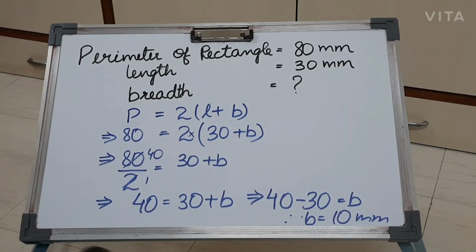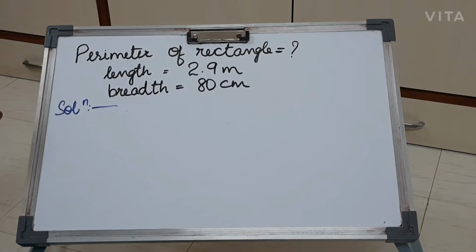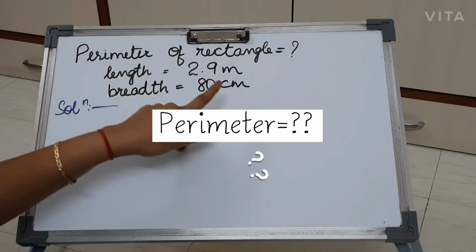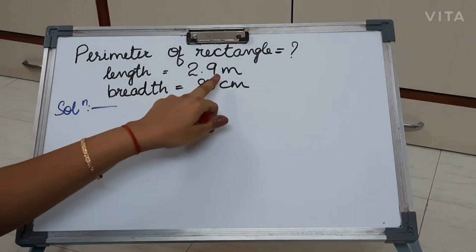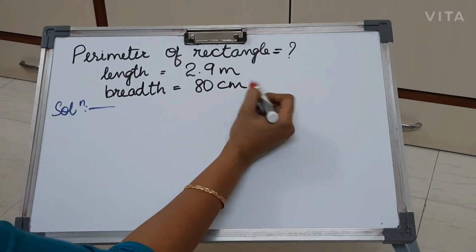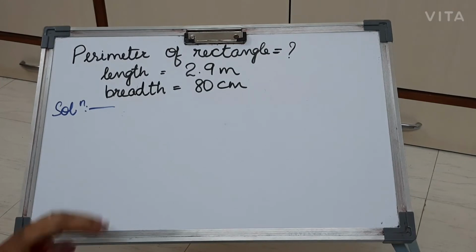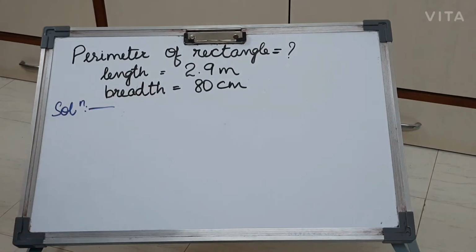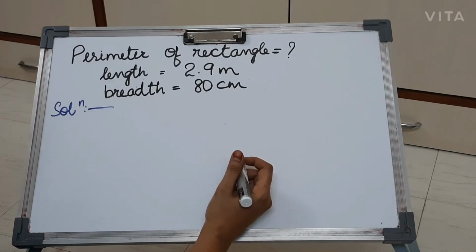Now coming towards the next type of question. Now, if this type of question is there, perimeter of rectangle we have to find, length is 2.9 meter, breadth is 80 centimeter. Now you can see here units are different. So first what we have to do, we have to convert the units. Conversion of units I explained in my previous video. I will just put it in the description.